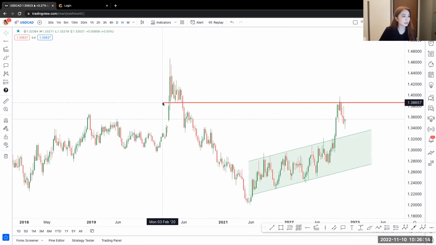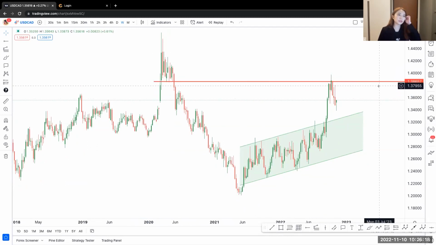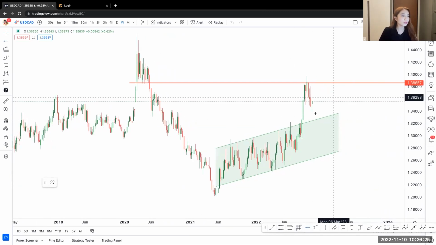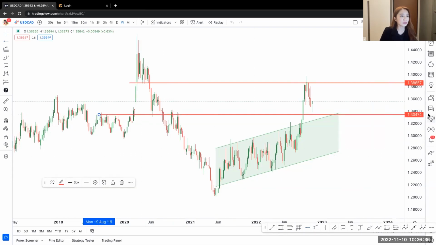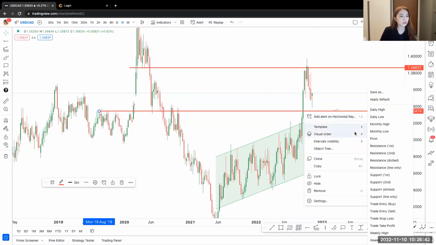There's a resistance and support turned resistance situation here at price 1.38657. We can also get this ascending resistance for the channel as a possible support price. Okay, we are looking at 1.33474 for weekly. So let me just annotate this.